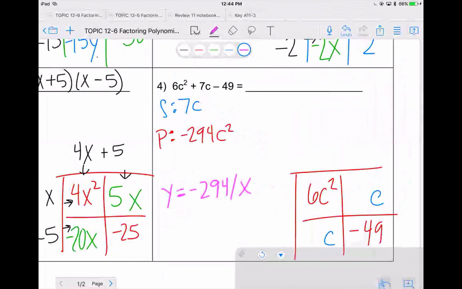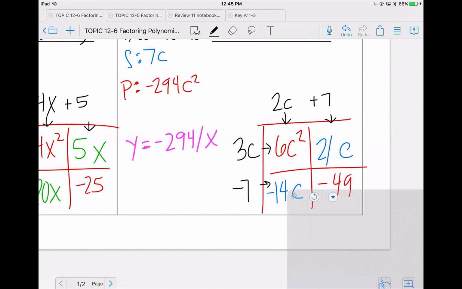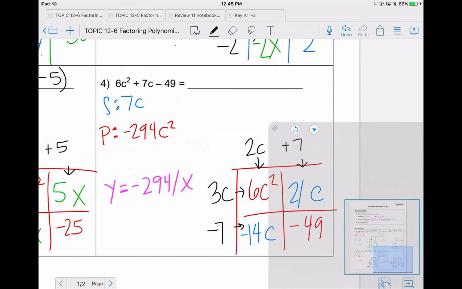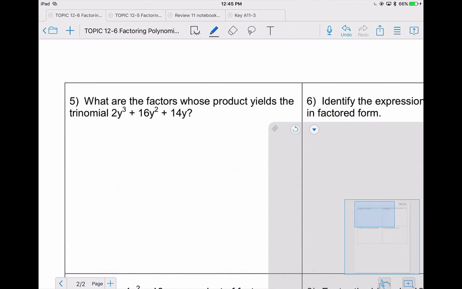From here I find my GCF. 6 and negative 14, just looking at the numbers, are both even, so they will both share 2. They also both have a c. 21 and 49 are both multiples of 7. 6 and 21 share a 3. They also share a c. And then negative 14 and negative 49 both share a negative 7. So my two factors are 2c plus 7 and 3c minus 7. And again, the order of the parentheses does not matter as long as you have both of them and what's in them is the same.